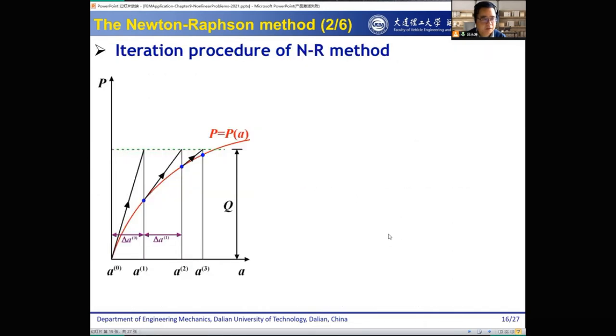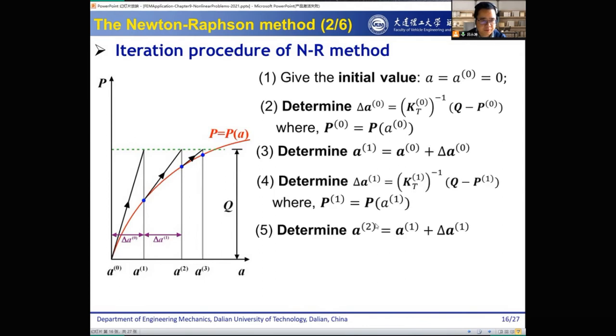The iteration procedure of the Newton-Raphson method: let's have a look. First we give the initial value. We start from the initial value, and then we determine the correction quantity, delta A0, based on the equation, and then we have A1. Then we calculate the correction quantity again, and then we have A2.